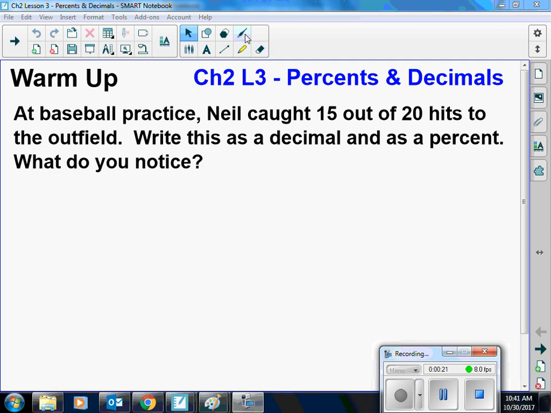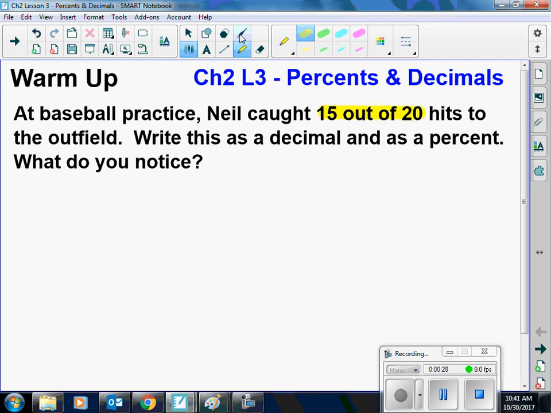So the first thing we're going to do is write this ratio, 15 out of 20, as a fraction. So 15 out of 20 is written 15 over 20. Very good. And now we want to write this as a decimal. In order for us to write this as a decimal, we want to change the denominator to 10, 100, or 1,000, right? So here we can multiply times 5 and times 5 here, and that will give us 75 over 100. Very good.